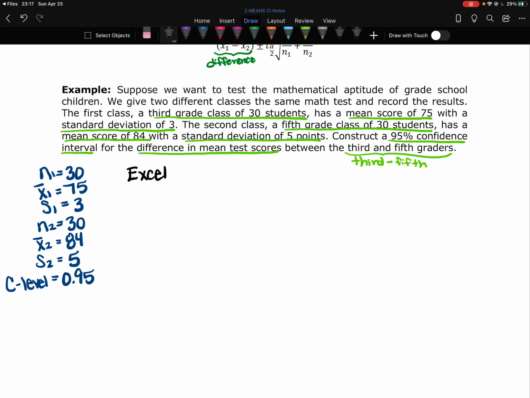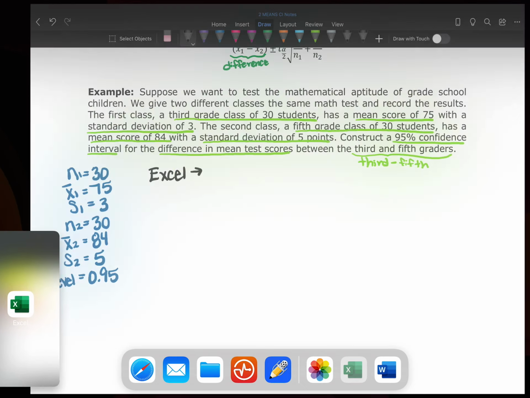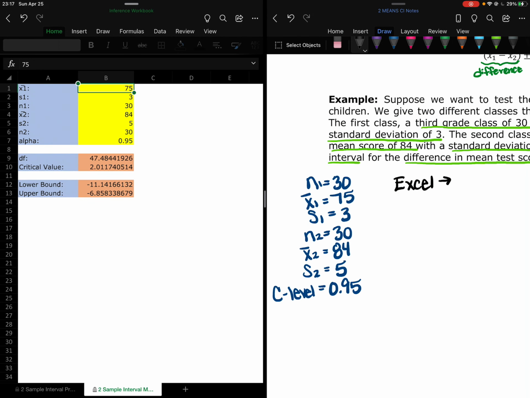So we're just going to go right into our Excel spreadsheet. We don't need to calculate anything using our summary statistics because we were given everything. If we had raw data, we would need to go ahead and find any missing values that are not listed here before we go to Excel. So opening up Excel, we have our two sample interval and means. The M is the word means. It got cut off a little bit, but it's there.